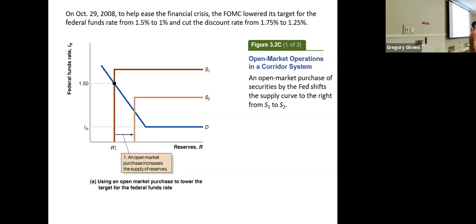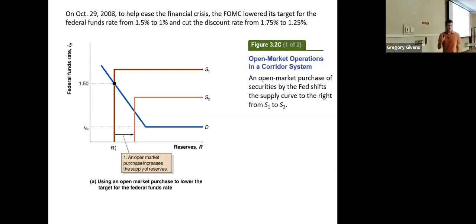Perfect. The Fed would engage in an open market purchase of securities with one of these or many of these primary securities dealers. So what does Levi say the Fed is doing here? It's basically swapping reserves for securities. The Fed is taking ownership of those securities and paying for them by injecting newly created bank reserves into the banking system. Levi, what does that do? That shifts the supply of bank reserves directly to the right.